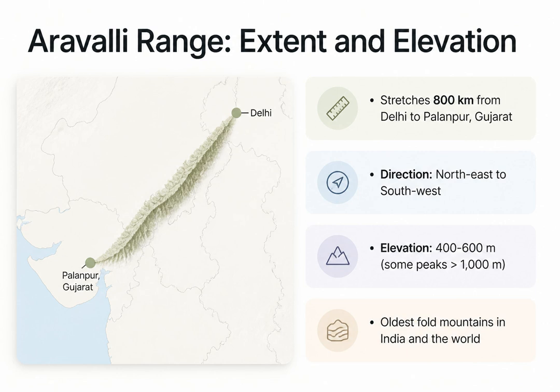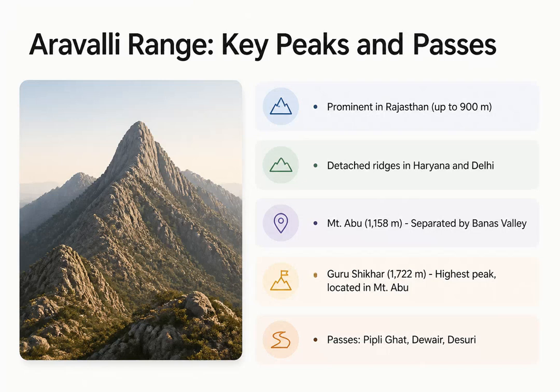Interestingly, its geological structure extends beneath the alluvium of the Ganga Plains all the way to Haridwar, and some geographers even trace its branches south towards the Lakshadweep archipelago and into Andhra Pradesh and Karnataka. The Aravalli Range is most prominent in Rajasthan, where it reaches heights of up to 900 meters. As it moves north into Haryana and Delhi, it becomes less distinct, appearing as detached ridges. A major landmark here is Mount Abu, a small hilly block rising to 1,158 meters, which is separated from the main range by the Banas Valley.